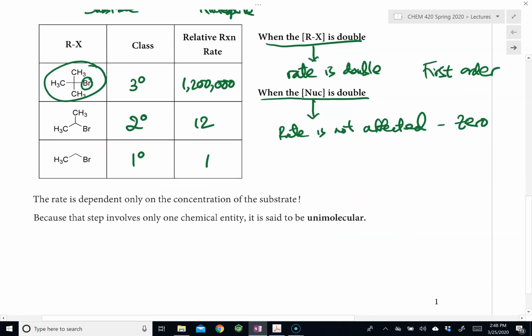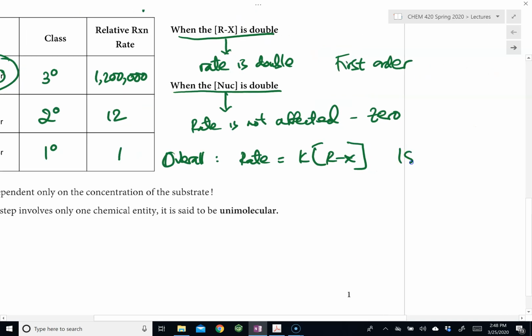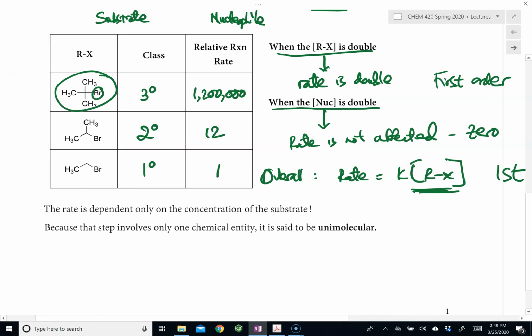So the overall rate of reaction is equal to k multiplied by the concentration of the substrate. In this case, overall the reaction is first order, and it is only affected by the concentration of the substrate, but not the nucleophile. So that's something we have seen: the SN1 reaction mechanism is dependent on the concentration of the substrate, and the more substituted the substrate, the faster the reaction rate would be.